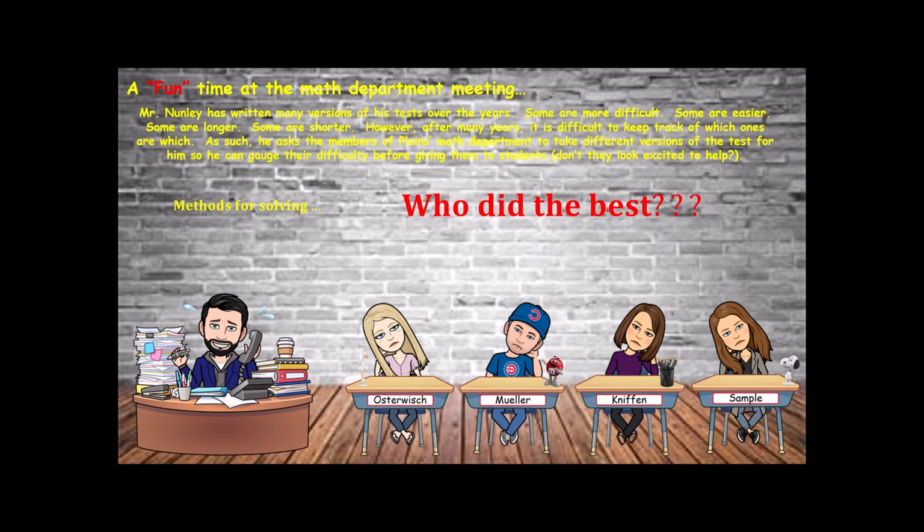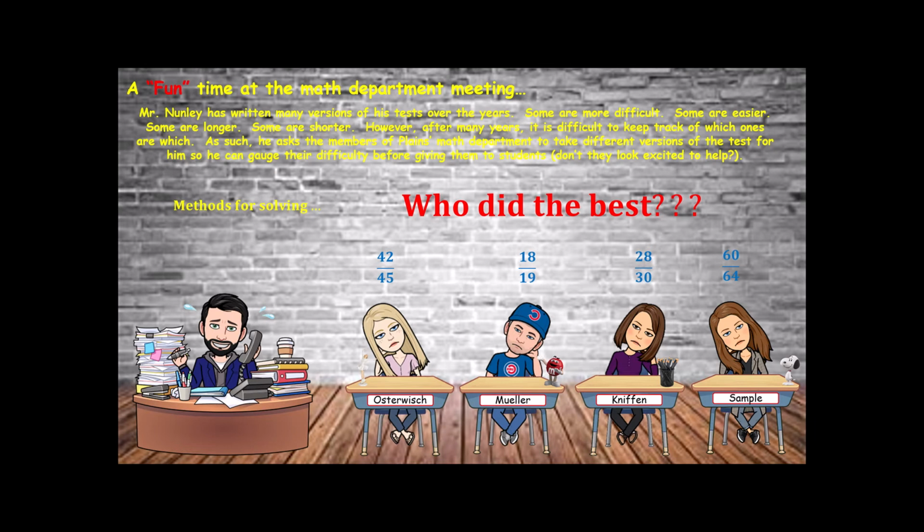As such, he asks the members of Plains Math Department, that happens to be my school, to take different versions of the test for him so he can gauge their difficulty before giving them to students. And as you can see, my department looks extremely excited to help me out here. So let's suppose that Miss Osterwisch takes one of my tests, and she earns a 42 out of 45. And Mr. Mueller takes one of my tests, and he earns 18 out of 19. Miss Niffen earns a 28 out of 30, and Miss Sample earns a 60 out of 64.